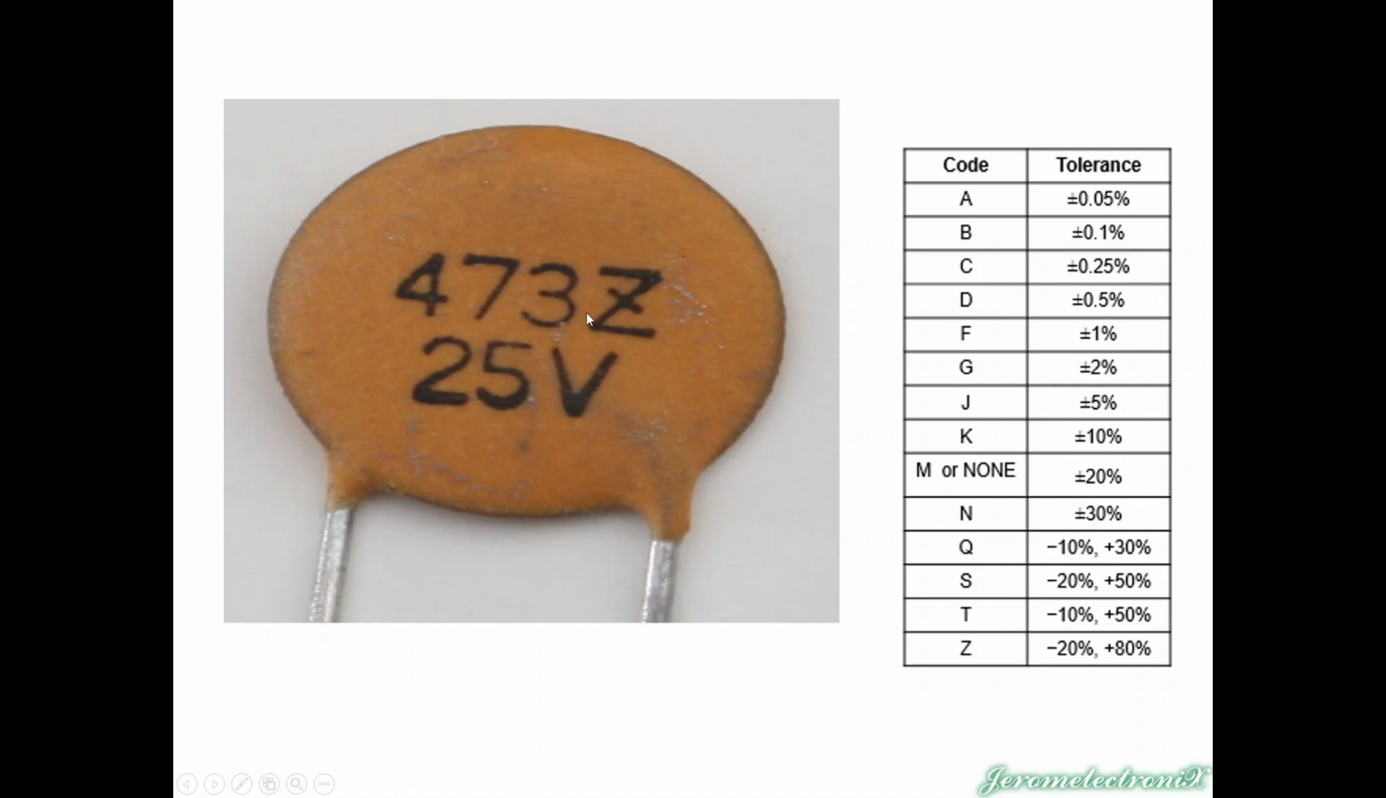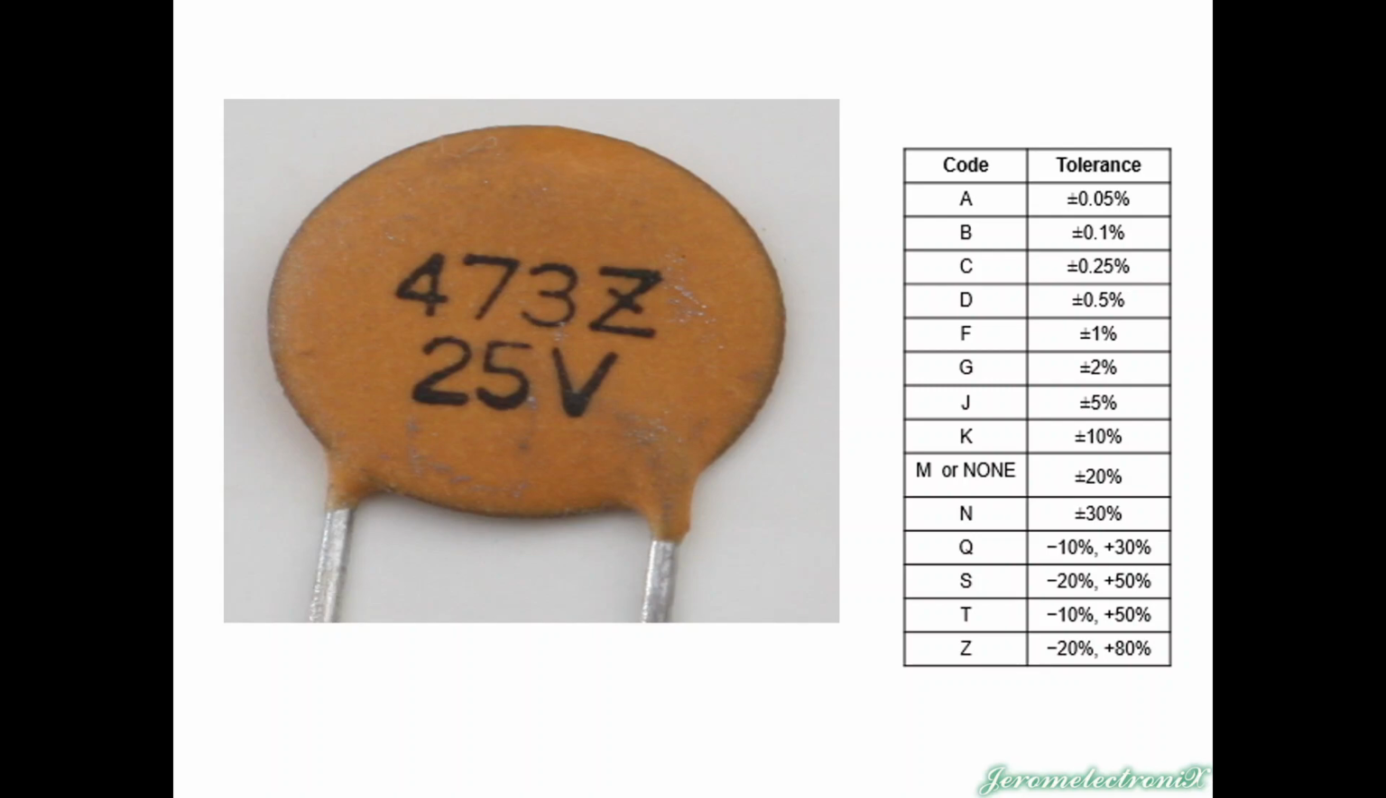Okay, so I said the capacitors are always in the micro, nano, or pico range. That would be U for micro, with the mu symbol for micro, N for nano, or P for pico. This has a Z. What does Z mean?